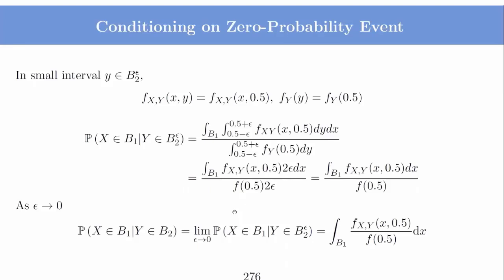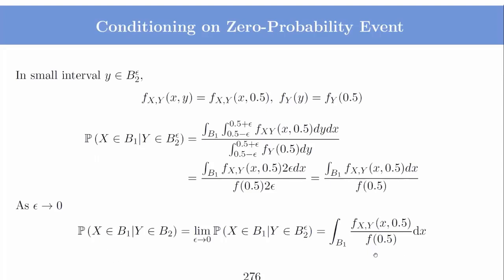Now the 2 epsilon cancels out, and what I get is the integration over B1 of the joint PDF divided by the density of y at 0.5. I missed this: this will be f_Y and f_Y. Now as epsilon goes to 0, this does not depend on epsilon, so it should take the same limit. So the probability that x belongs to B1 given that y belongs to B2, where B2 is just a small interval around 0.5, should be equal to the integration over B1 of this particular function. Now 0.5 is a constant, so I can also take it inside the integration.